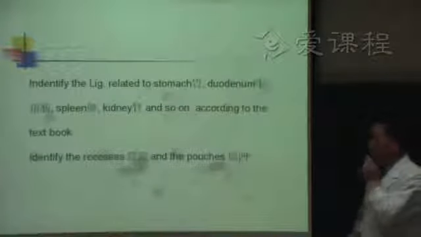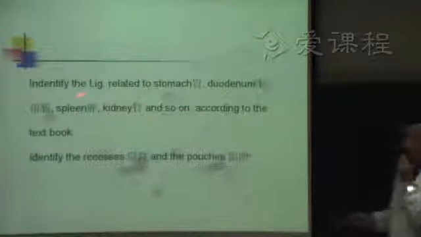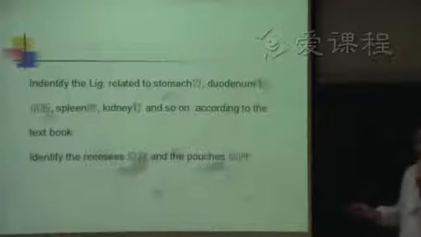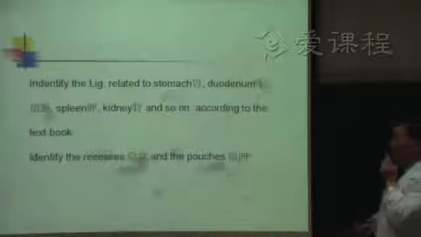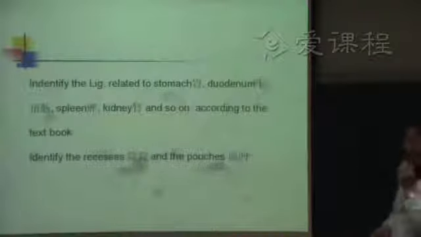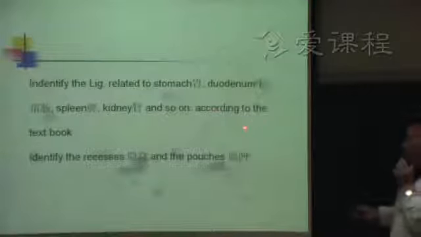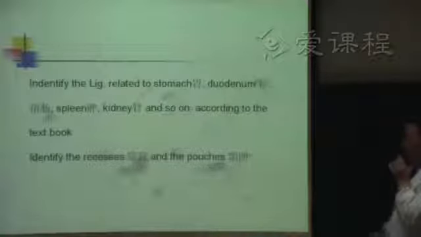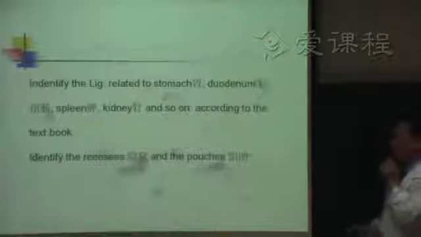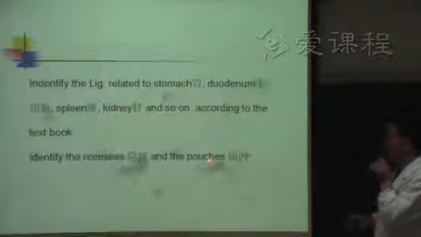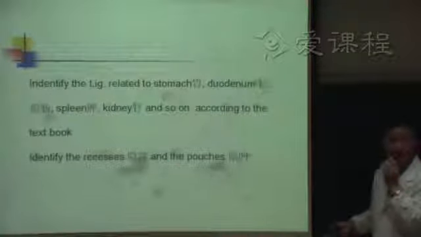And continue, you should identify the ligaments related to the stomach, the duodenum, the spleen, the kidney, and so on, according to the textbook in your hand. And also you should identify the recesses and the pouches. Later I will mention them again.